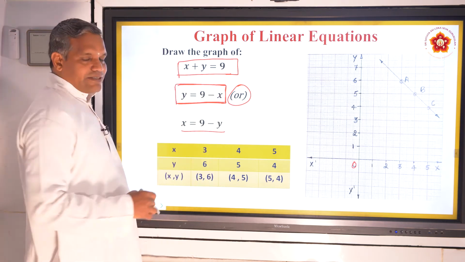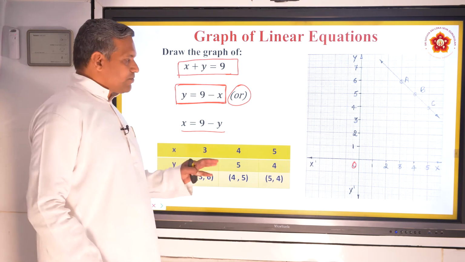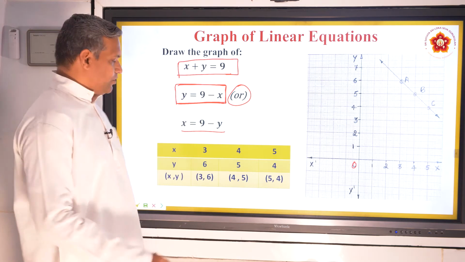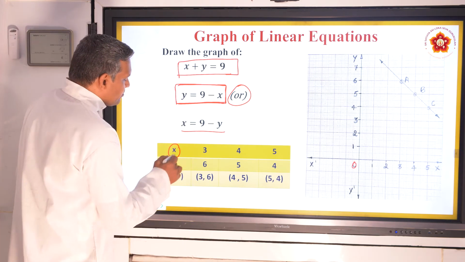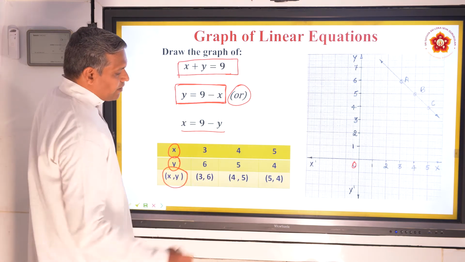So I am putting this box. This box is not there in our textbook. Actually, this is there for 10th. I brought it back so that you can easily understand this. So first you take x value, next you take y value, next you take x comma y, so that you can get a point on a graph.